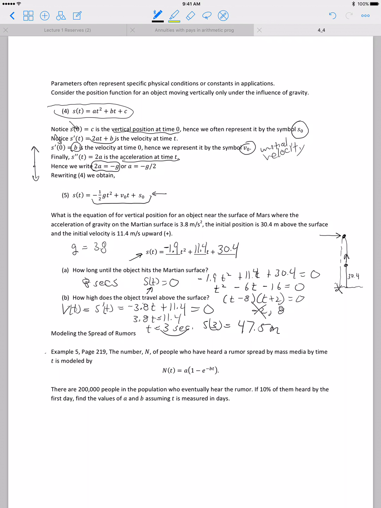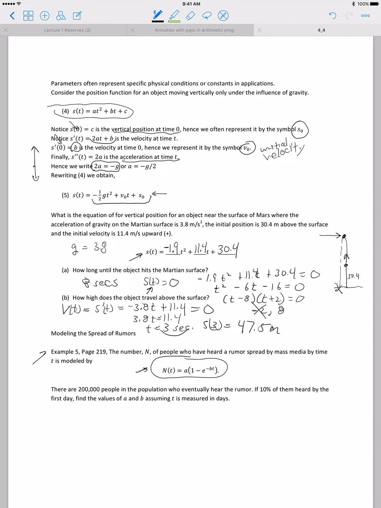This is example 5 in your text on page 219. The number n of people who have heard a rumor spread by mass media by time t is modeled by this function: N of t is equal to a times the quantity 1 minus e to the minus bt power. Okay, so we want to fit this model to this particular situation. There are 200,000 people in the population who will eventually hear the rumor, and if 10% of them heard by the first day, find the values of a and b, assuming t is measured in days.